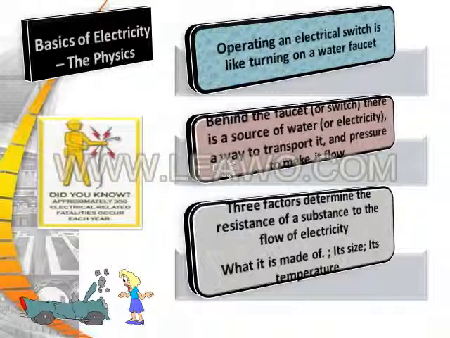Basics of electricity, the physics. Operating an electrical switch is like turning on a water faucet. Behind the faucet or switch, there is a source of water or electricity, a way to transport it, and pressure to make it flow. Three factors determine the resistance of a substance to the flow of electricity: what it's made of, its size, and its temperature.